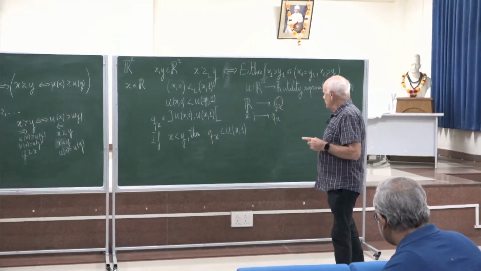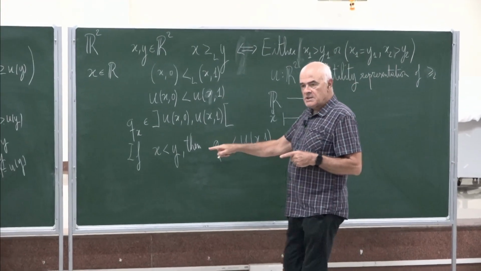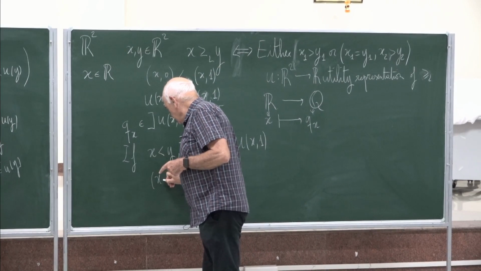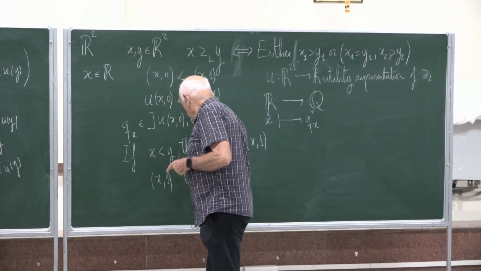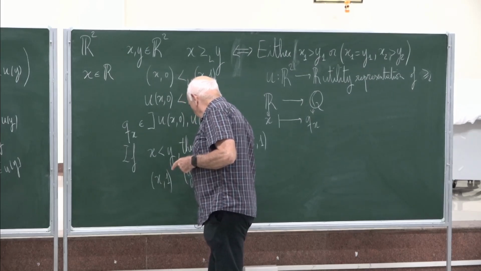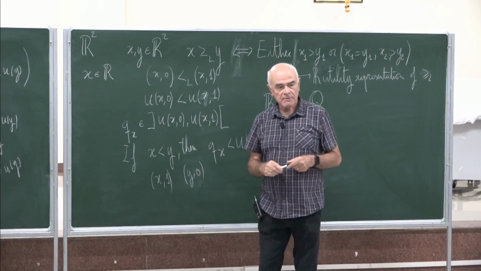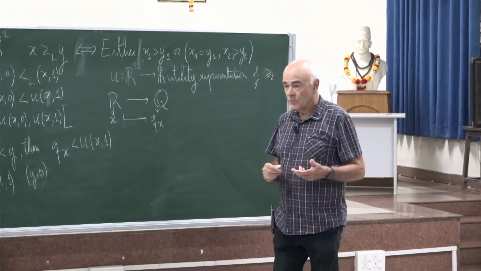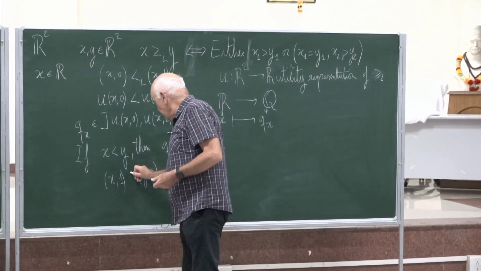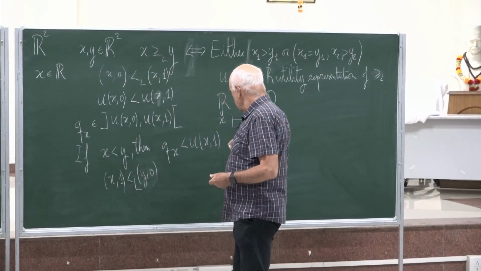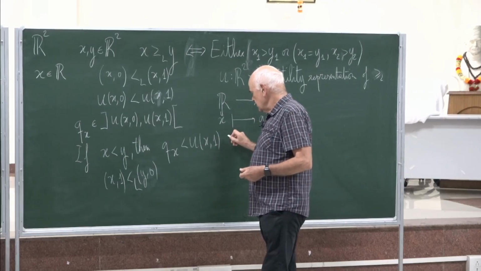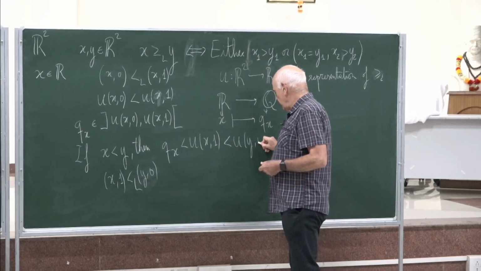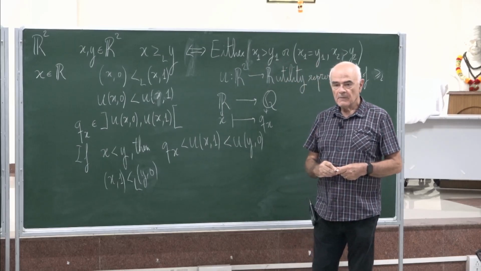Yeah. But now, notice that x is less than y. So which vector is lexicographically larger, x1 or y0? y0. Look at the first component, which means that u of x1 is strictly less than u of y0. Okay?